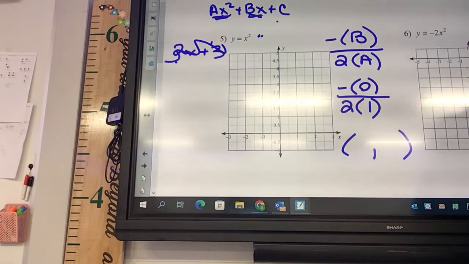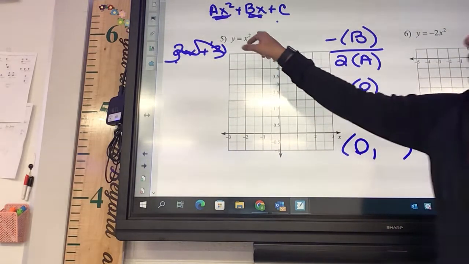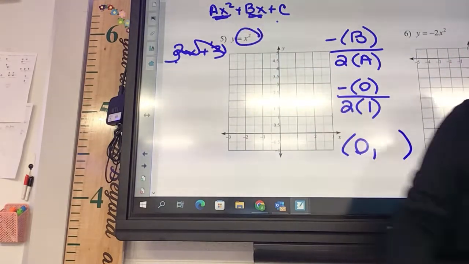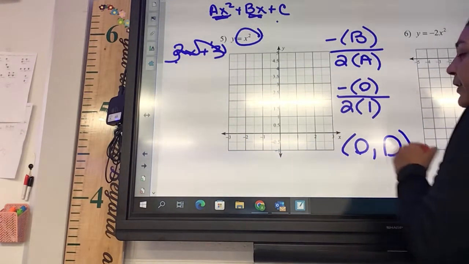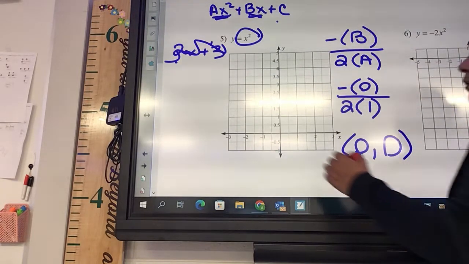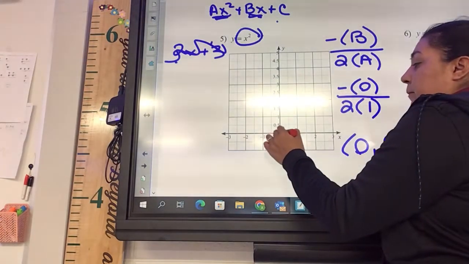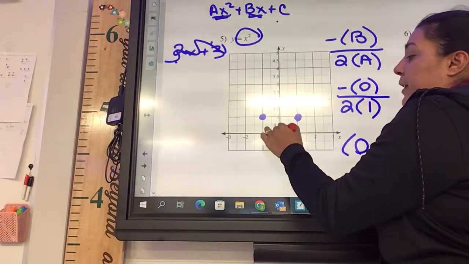I got 0. Okay, and then we're gonna still plug it in up here. 0 squared, which is 0. So our vertex is on what? 0, 0. Does it open up or down? Up.